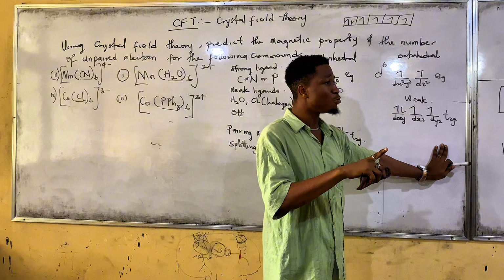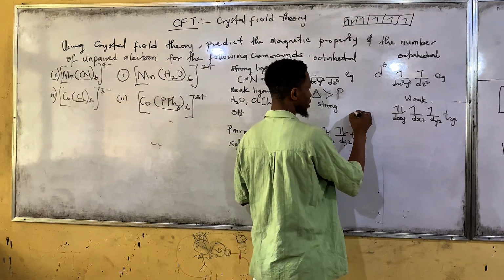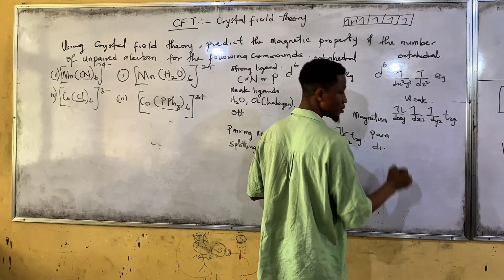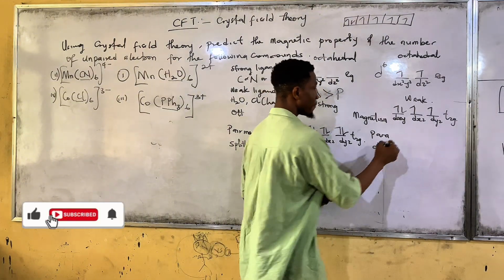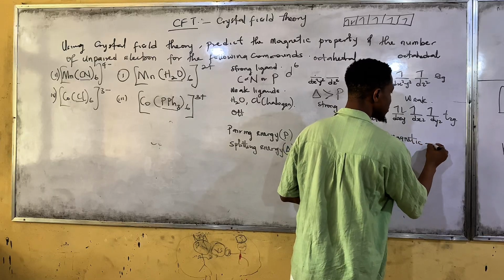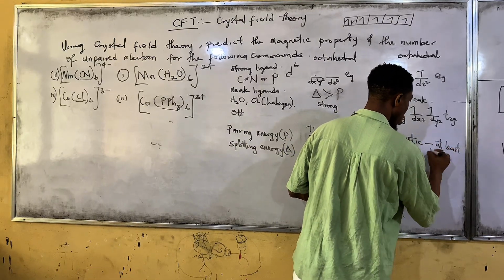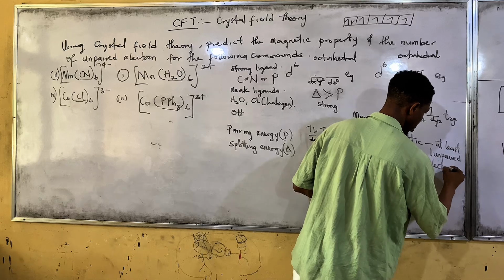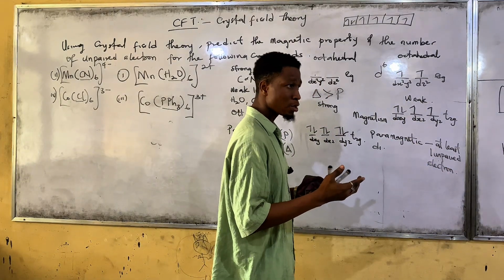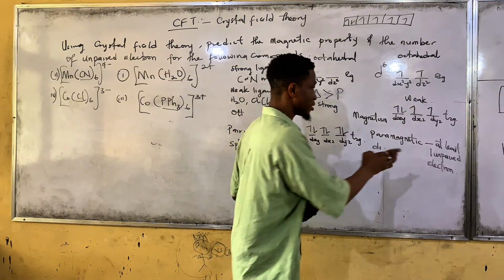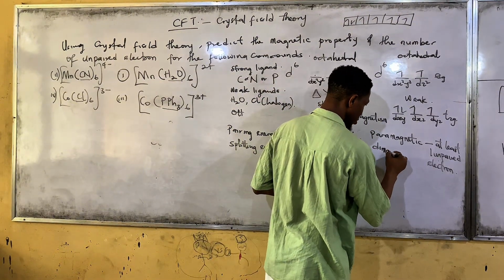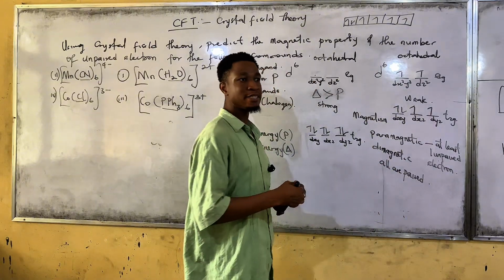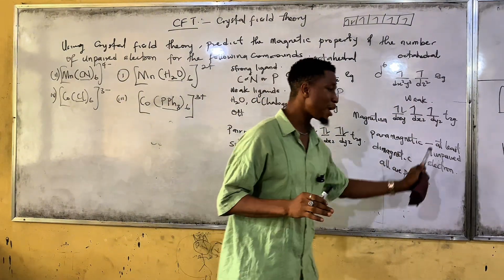Now let's look at the magnetic property of both. Magnetism is divided into two. We have the para and we have the di. We have paramagnetic and diamagnetic. Paramagnetic means when you have at least one unpaired electron. Meaning you have at least one electron that is not paired. Are we together? That is paramagnetic. But diamagnetic means all are paired. Diamagnetic means all of them are paired. No single one is unpaired. But para means at least one is unpaired.